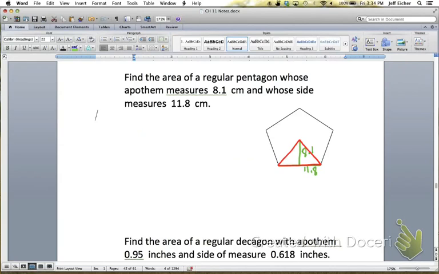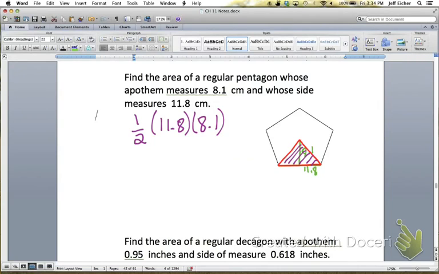You would then have 1/2 base times height, 1/2 the base times the height. Doesn't matter the order you multiply, commutative property of multiplication. You can multiply in any order. Now that area is going to give you all of this in here.